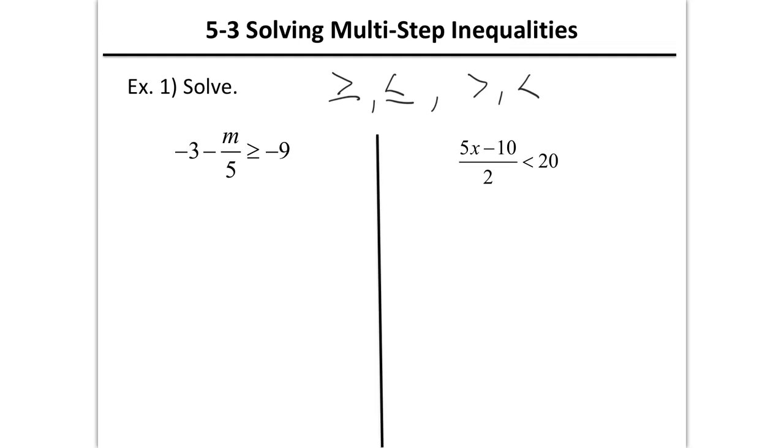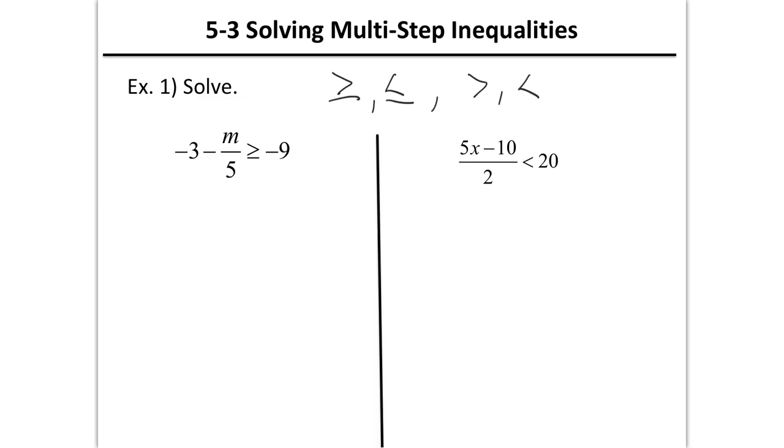You will have to do the inverse operations. You have to keep a balance on the two sides of the inequality. Whatever you do to one side, you have to do to the other side. And you want to isolate the variable. Whatever variable you have, you want that by itself.